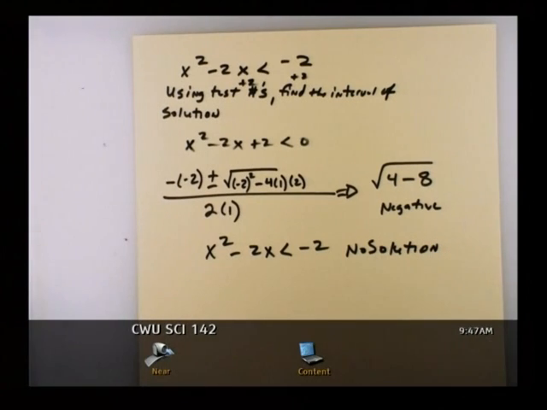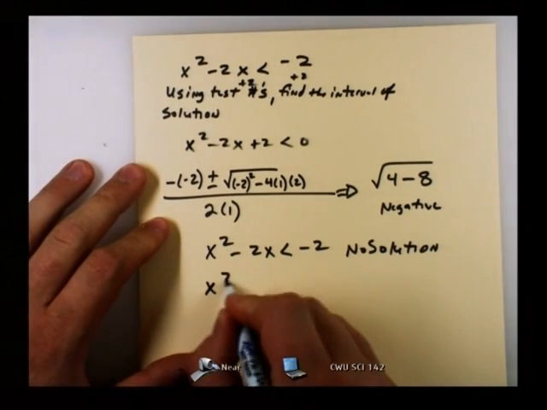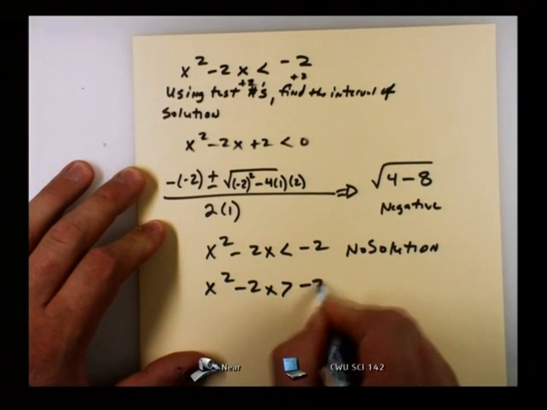Then what does that mean? That means there's no number you could plug in that would make x squared minus 2x less than negative 2. Now, what does that say about the reverse of that? What about x squared minus 2x greater than negative 2?